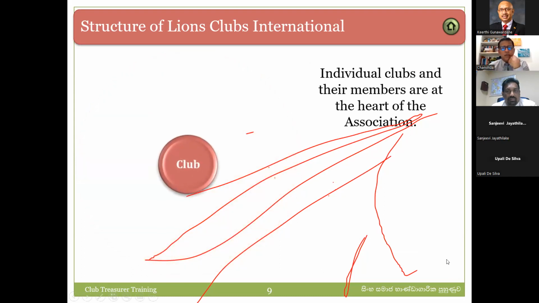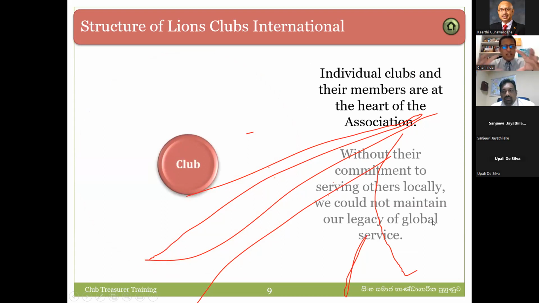Then if you look at the individual clubs, and their members are at the heart of the association. So that, like I said, a club is the most important. Without a club there is no Lionism. The club is where it starts. Everything spreads out from that club. So the club is the most important, like the heart. This whole organization, Lions International, the club is the heart. So without their commitment to servicing others locally, we would not maintain our legacy of global service. If we don't work for our community, we cannot go global. There is no global. So it just starts from your community.